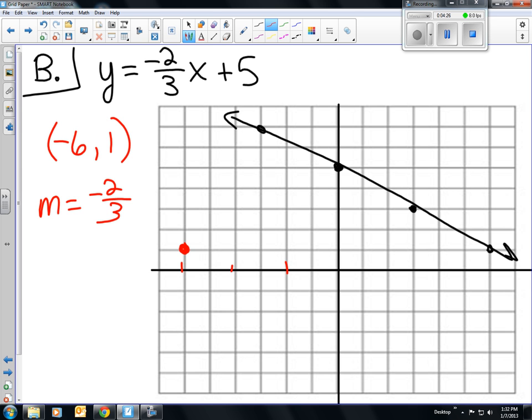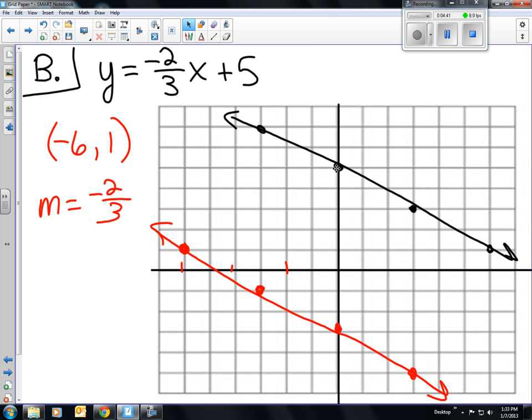So you would go down 2, right 3, down 2, right 3, down 2, right 3, and just keep going. And then we could create that line. That's not a very straight line. And that would be a parallel line passing through the given point.